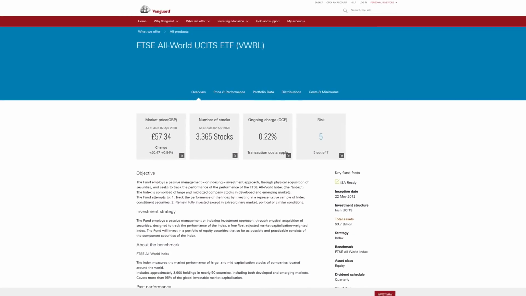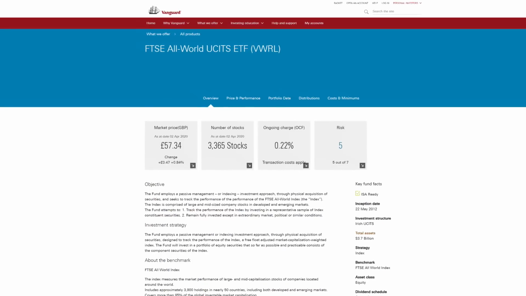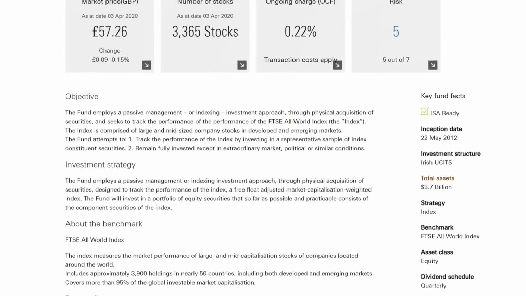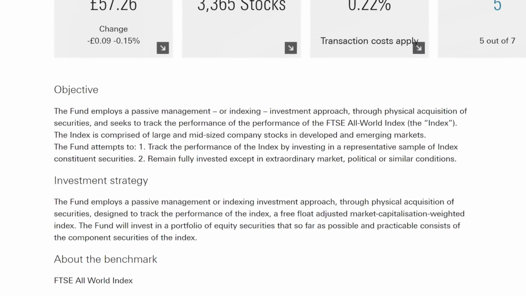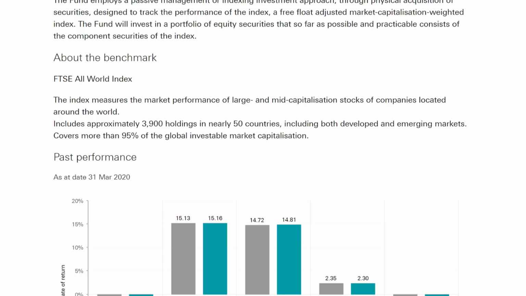This ETF holds an incredible number of stocks, 3,365 at time of filming, which is a representative sample of the world's listed companies. Unlike the Vanguard LifeStrategy fund, which in a way is actively managed by Vanguard, the FTSE All-World ETF seeks to track the performance of the FTSE All-World Index. This index includes approximately 3,900 holdings in nearly 50 countries, including both developed and emerging markets. It covers more than 95% of the global investable market capitalization. Now that truly is a global investment.